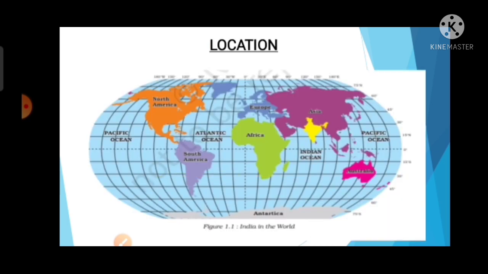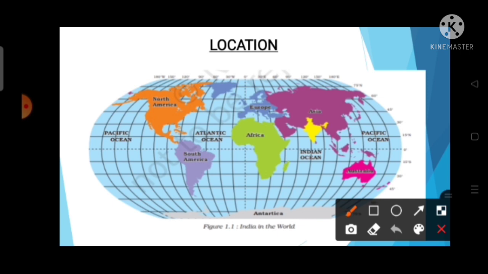At first, we have to know the location of India in the world map. As you can see in the world map, there are different continents. How many continents are there? There are 7 continents given. First is North America, South America, Africa, Europe, Asia, Australia, and here is the Antarctica. Among the 7 continents, in Asia continent our country lies, as you can see in the picture.